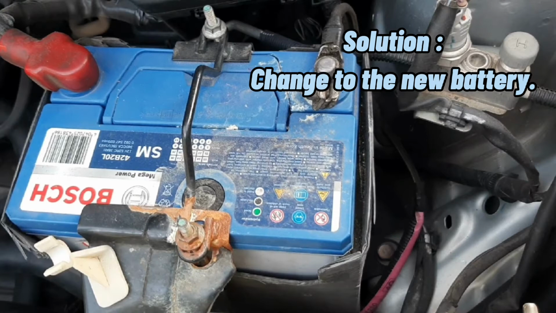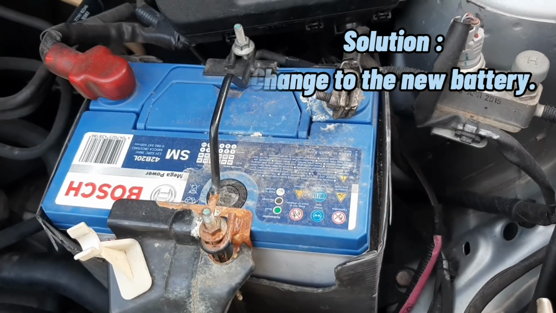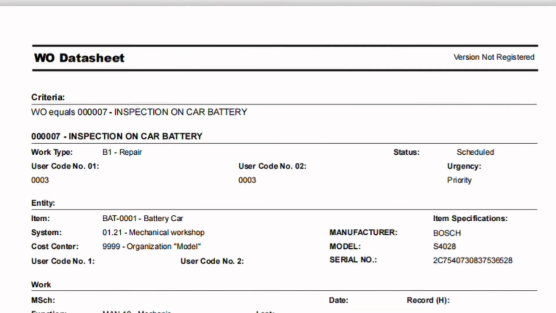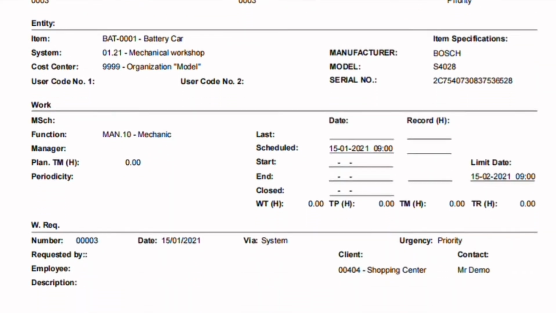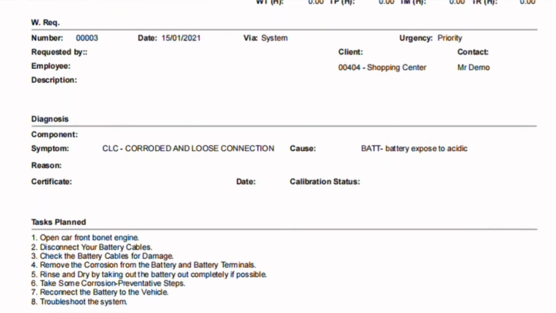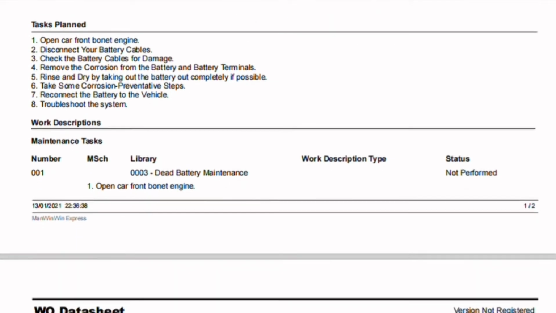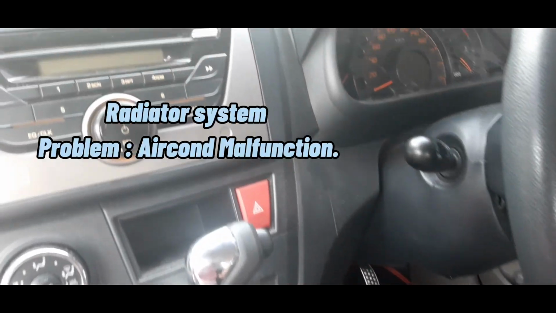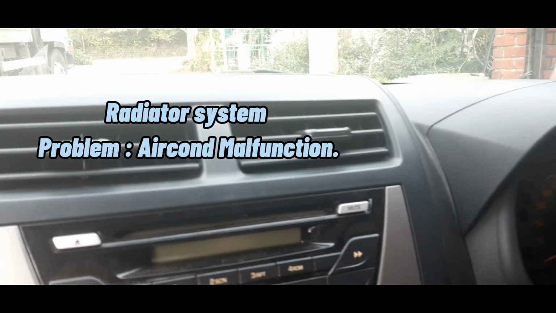Before that, the current control of this is to spray a battery cleaning agent at the corrosion present on the cables. These are the CMMS software work orders for the prevention of the battery corrosion and the maintenance of the battery of the car.